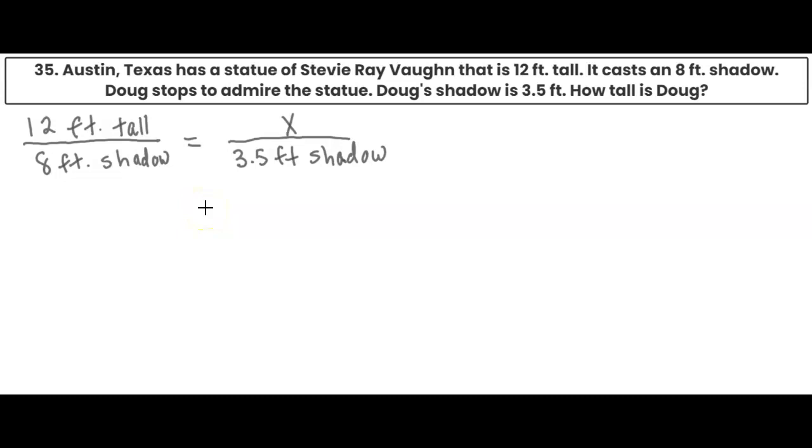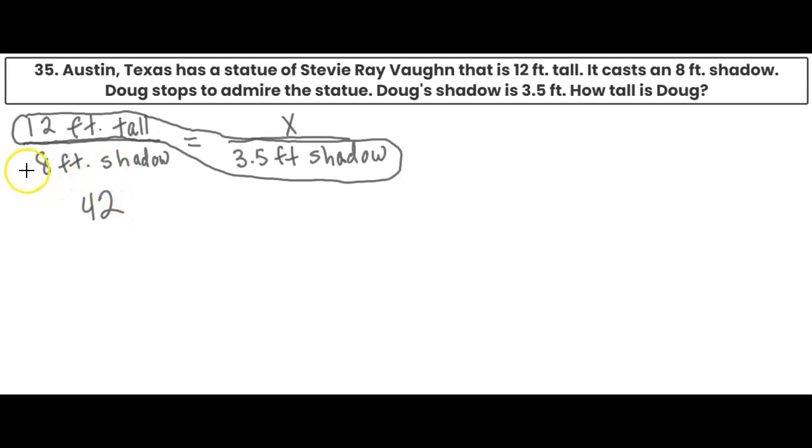How do we begin simplifying it? Well, we have to cross multiply, which I call the butterfly effect. So 12 times 3.5 is 42. And obviously, 8 times x is 8x. How do we solve for x?